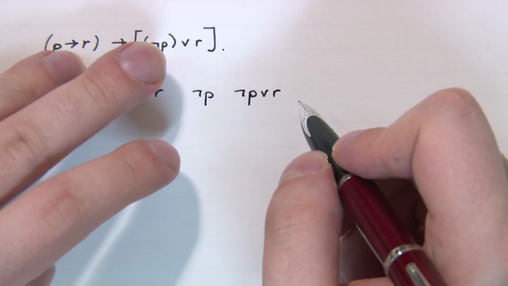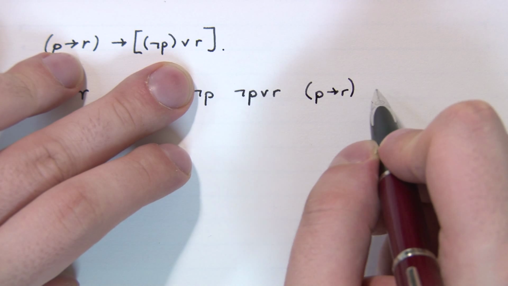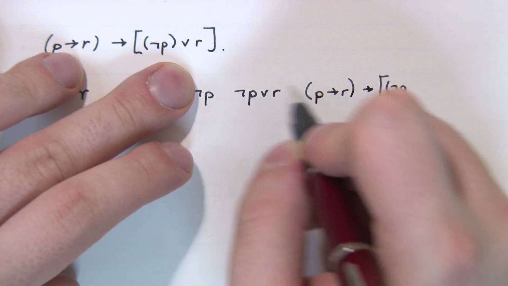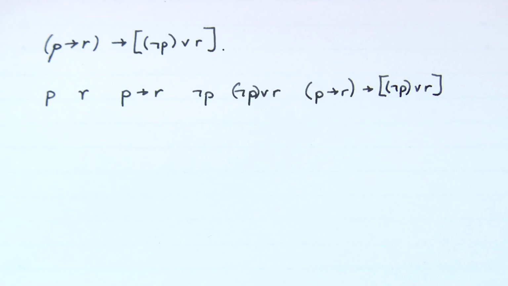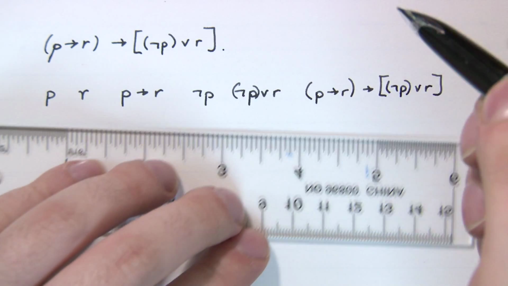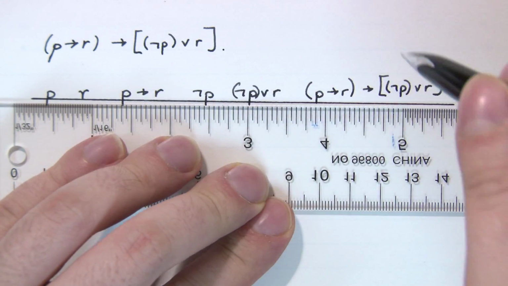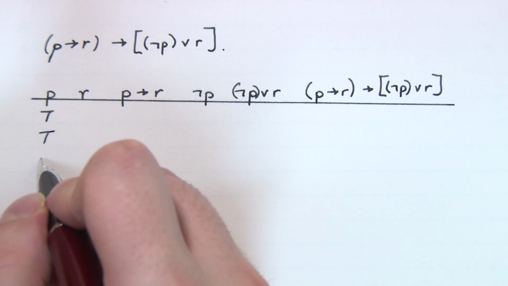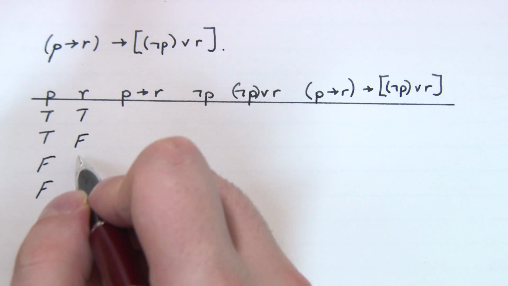And then we'll do our implication, which is P implies R, which then implies not P or R. Okay. So we don't have to worry, there's only just two prime propositions, so we're going to have a total of 4 lines in our truth table.